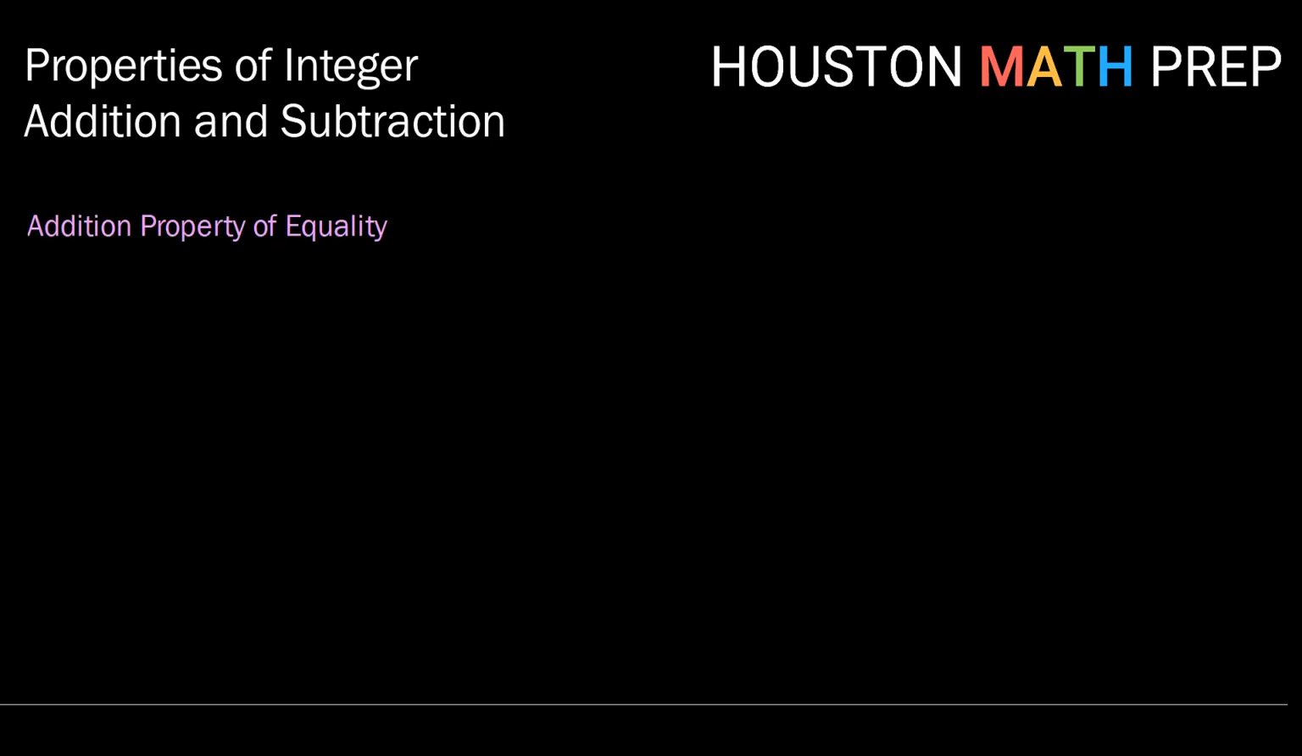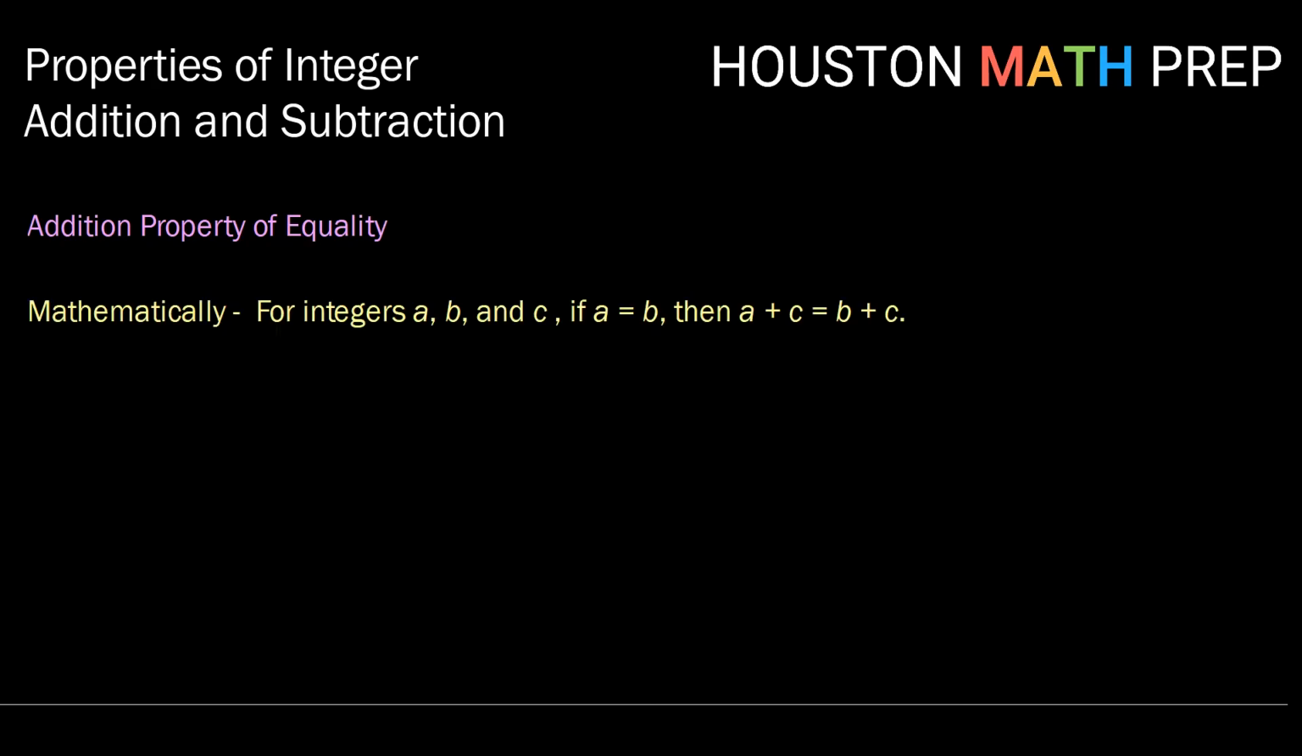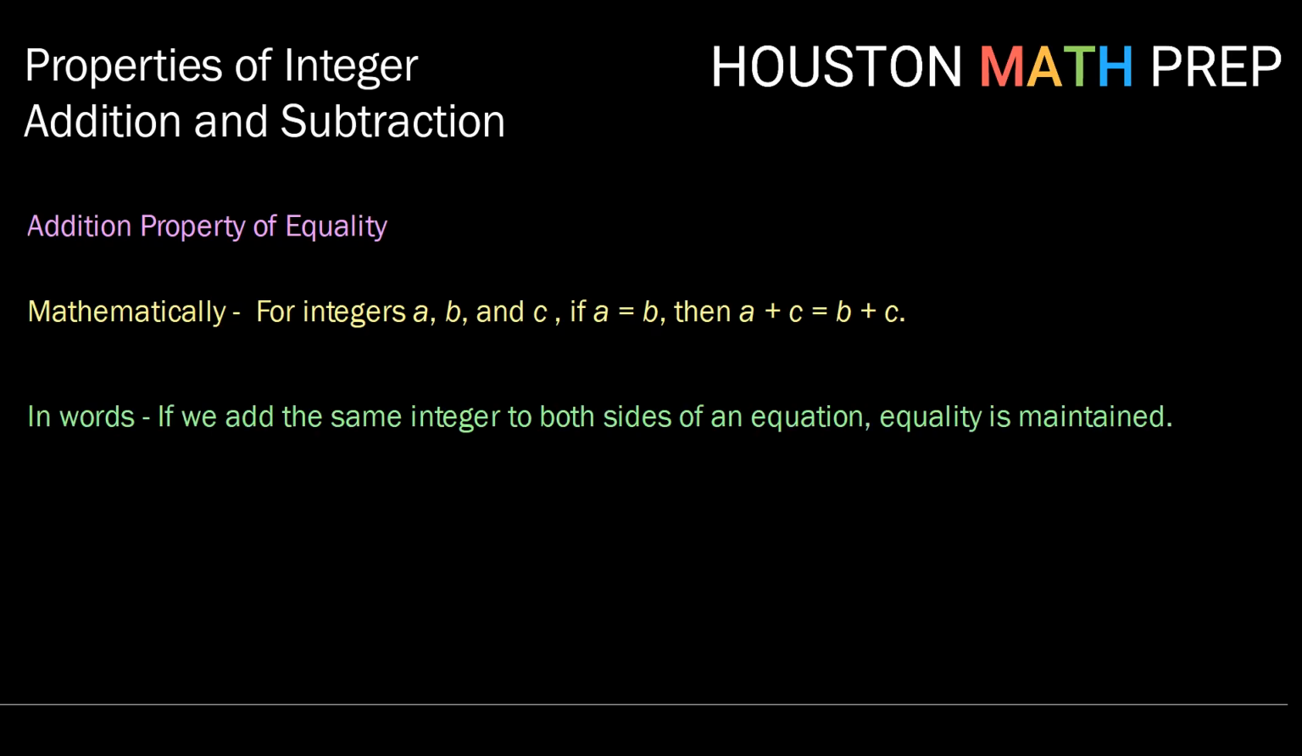The next additional property is called the addition property of equality. Mathematically, that says that for integers a, b, and c, if we have a equal b and we add c to both sides, then we still have an equal statement. So a plus c equals b plus c. In words, if we add the same integer to both sides of an equation, then equality is maintained.